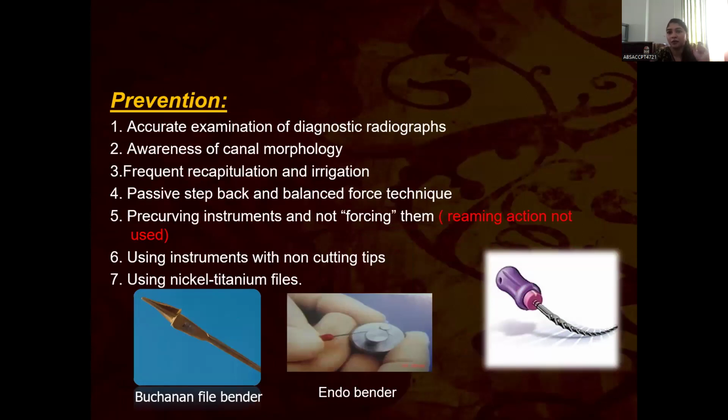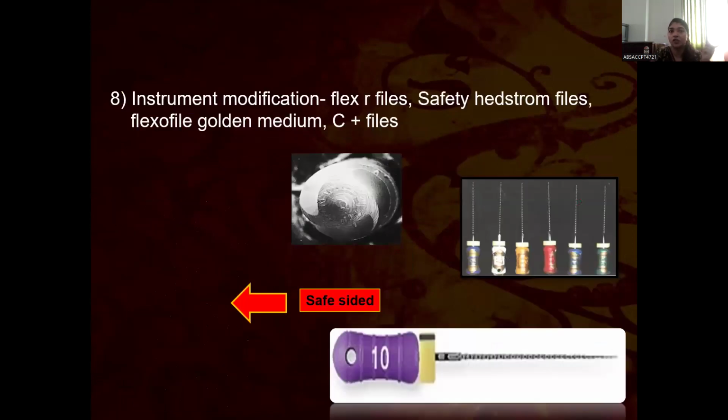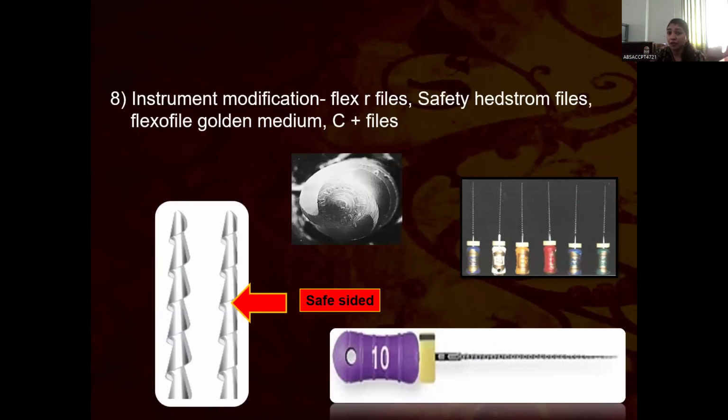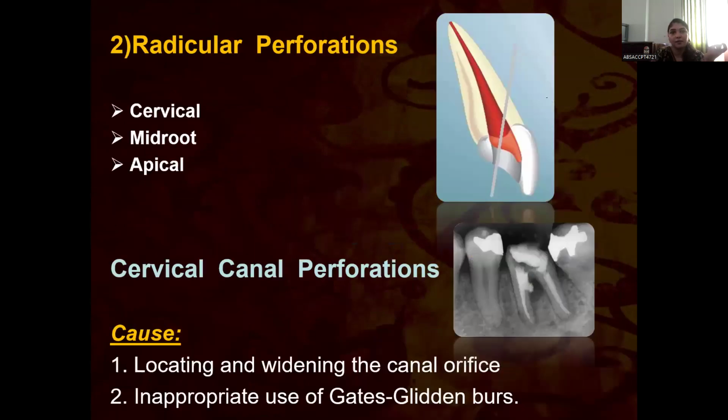You have to know how to prevent it. Accurate examination of the diagnostic radiograph, awareness of canal morphology, frequent recapitulation and irrigation, a patency step-back and balanced force technique, pre-curving the instrument and not forcing it down, using instruments with a non-cutting tip, and using nickel titanium files. Instrument modification: you can use flexofiles, safety edge files, Flexo files, both and medium. Okay, these are the safe-sided files. Now, radicular perforation and the rest will be in the next class. Okay, thank you.